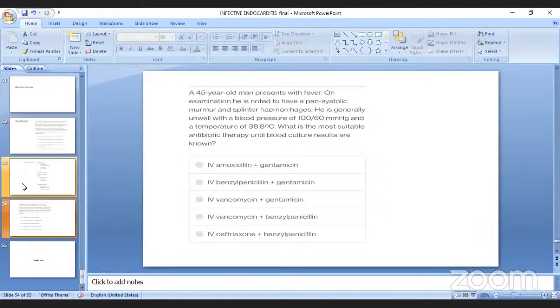So they are basically asking what empirical therapy you can give. Now, is it written anywhere that he is allergic to penicillin? No, it is not written. So what is the answer then? When it is not written in the question that he is allergic to penicillin or has a prosthetic valve, that means it is a native valve only. Then what empirical therapy will you give?